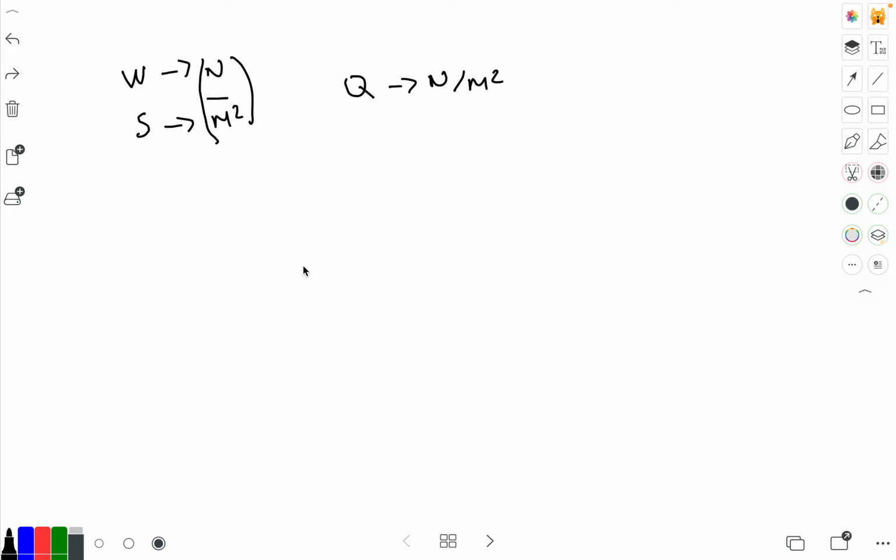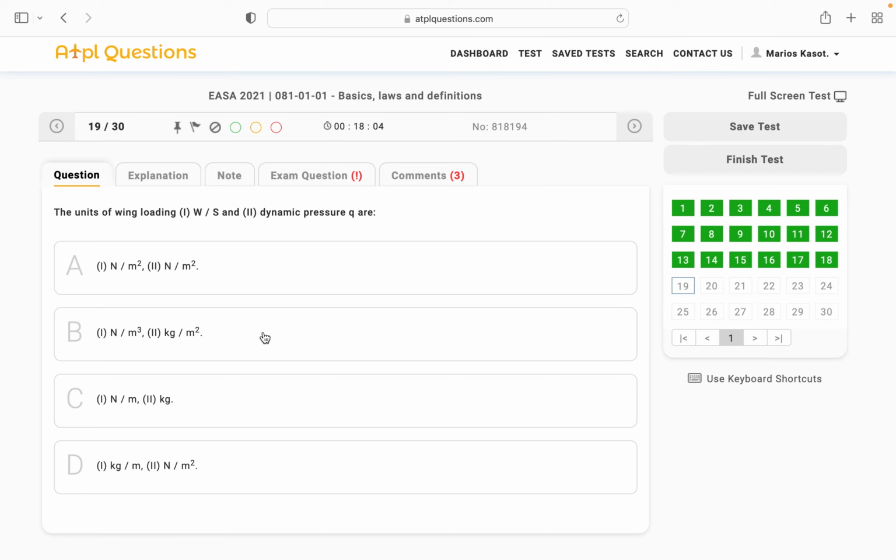So we're looking for newton per meter squared and newton per meter squared. Newton per meter squared and newton per meter squared. Newton per meter cubed, kilograms per meter squared. No. C, no. And D, no. The correct answer obviously is A.